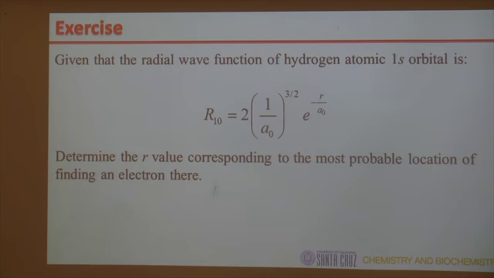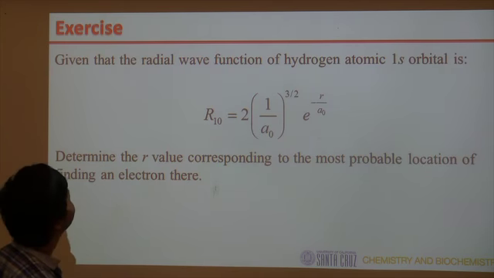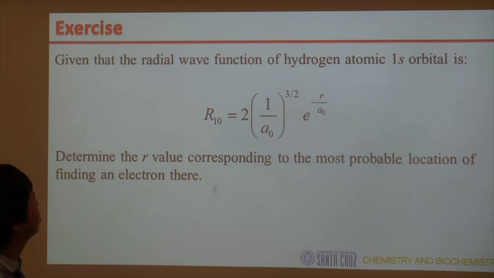Okay. Next one, given that the radial wave function of a hydrogen atomic 1s orbital is, that's what we saw before, determine the r value corresponding to the most probable location of finding an electron there. Okay, we will not have the time to work it out, but can you tell me how you set up the equation? And tell me the track you want to go to solve this problem.